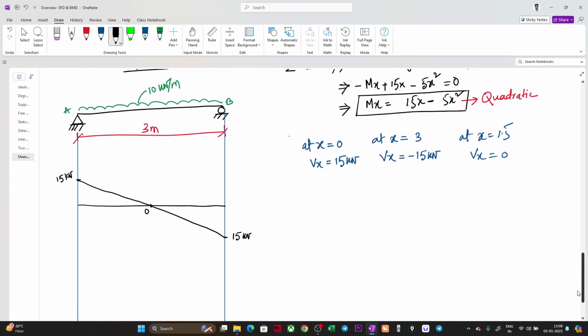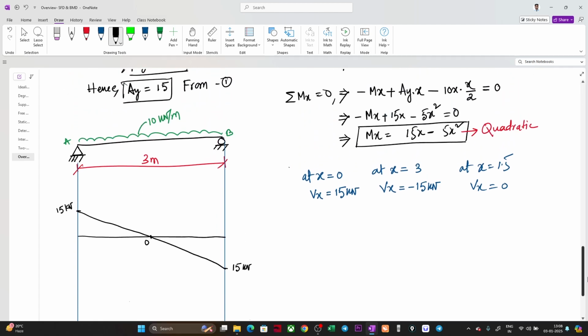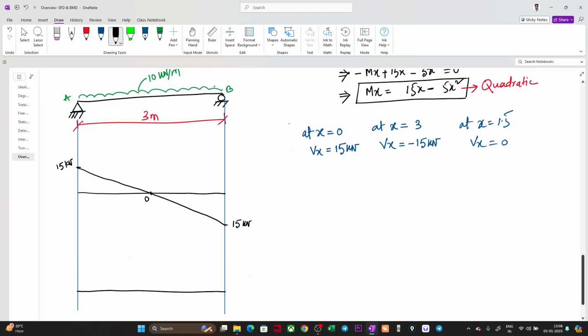Okay, and now if we do for the moment, so this is my beam, correct? And we have 15x minus 5x square. So at x equal to 0, we see 15x will be 0 and 0. So Mx equal to 0. So we expect the same, because this is a simply supported beam. At the end there will be no moment.